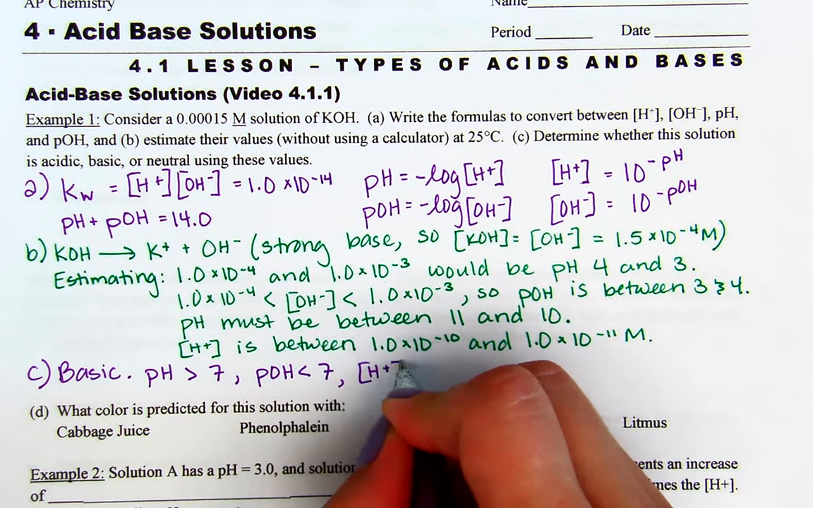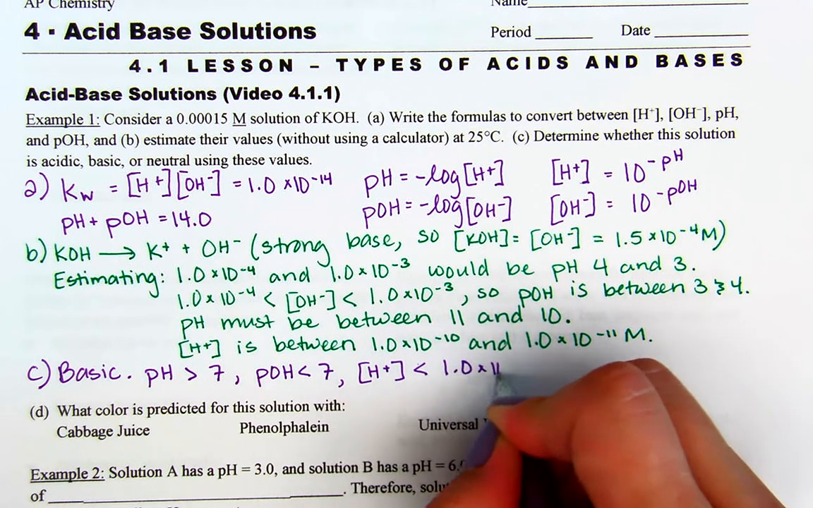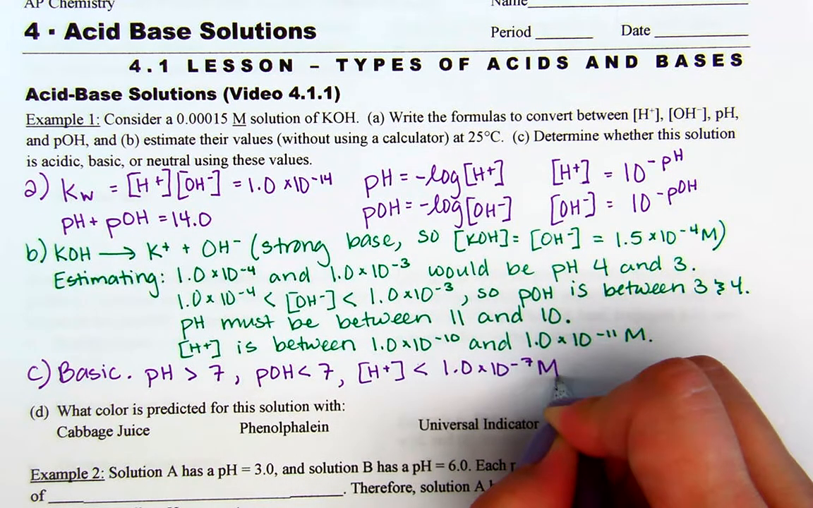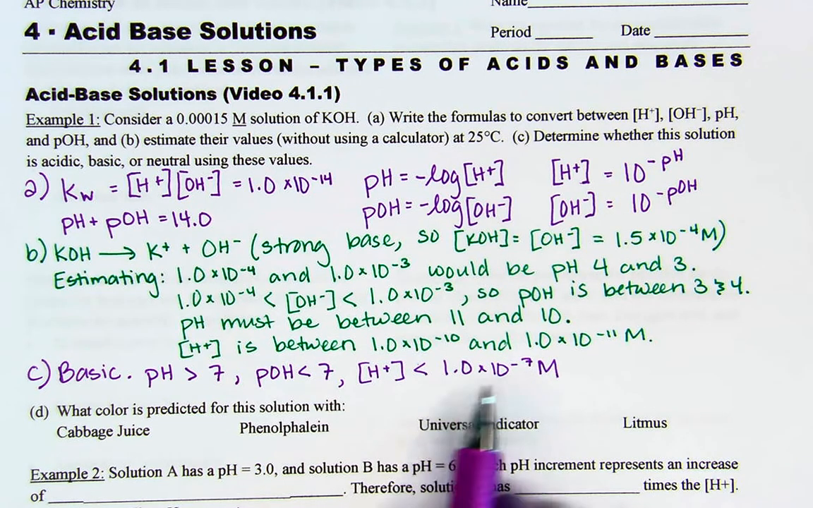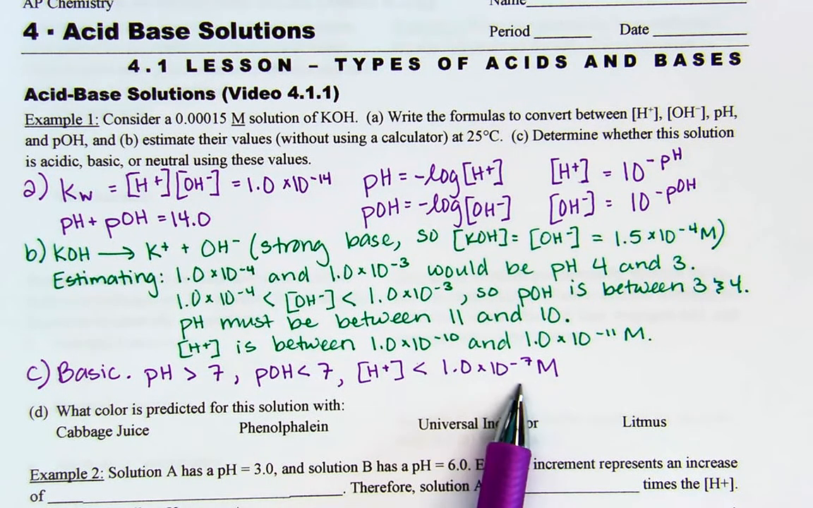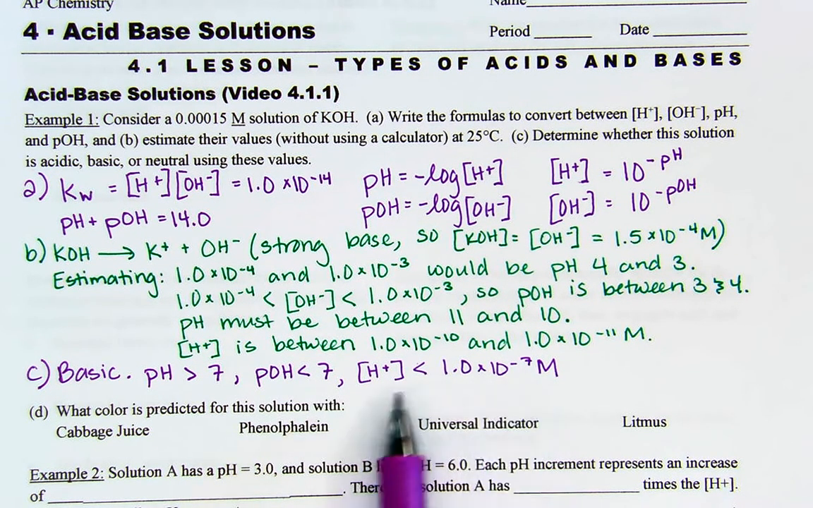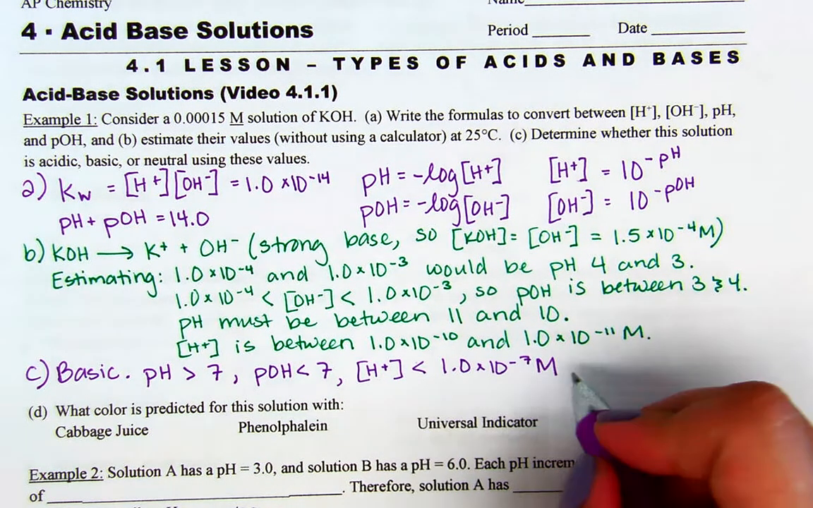Concentration of hydrogen ions is less than 1.0 times 10 to the negative 7 molar. So that's pH 7 right there. This would be neutral. If you had 1.0 times 10 to the negative 7 molar in hydrogen ions, that would be neutral. And 1.0 times 10 to the negative 7 hydroxide ions would also be neutral. But we have less than that. So since we have less hydrogen than that, it's going to be basic.